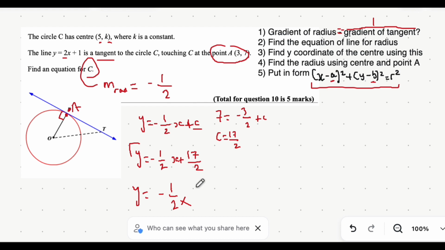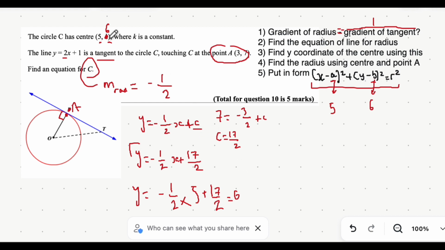So replacing x with 5, minus 5 over 2 plus 17 over 2 is 12 over 2, which is 6, meaning the center is 5, 6. So doing this whole process has told us that the value of b is actually 6. We're almost at the answer now. We just need to find the radius, and then we can put it into this format. How will we find the radius?